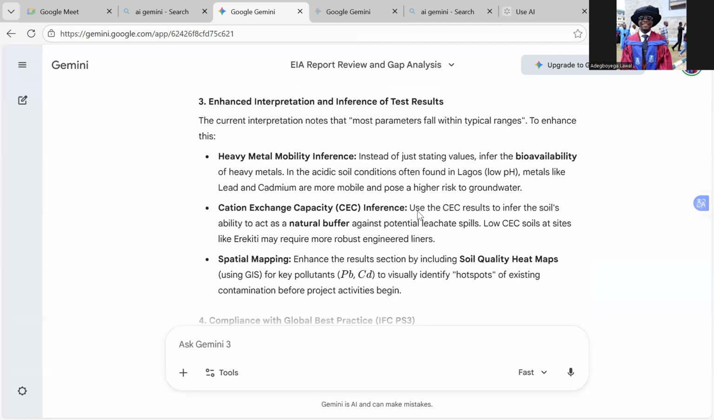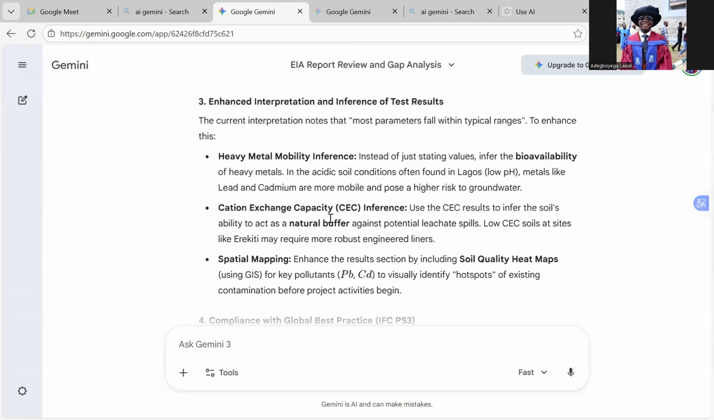These are the inferences. Like for CEC, use the CEC result to infer the soil's ability to act as a natural buffer against potential leachate spill. Low CEC soils at sites like Erekiti may require more robust engineering liners. This is a very, very important comment.